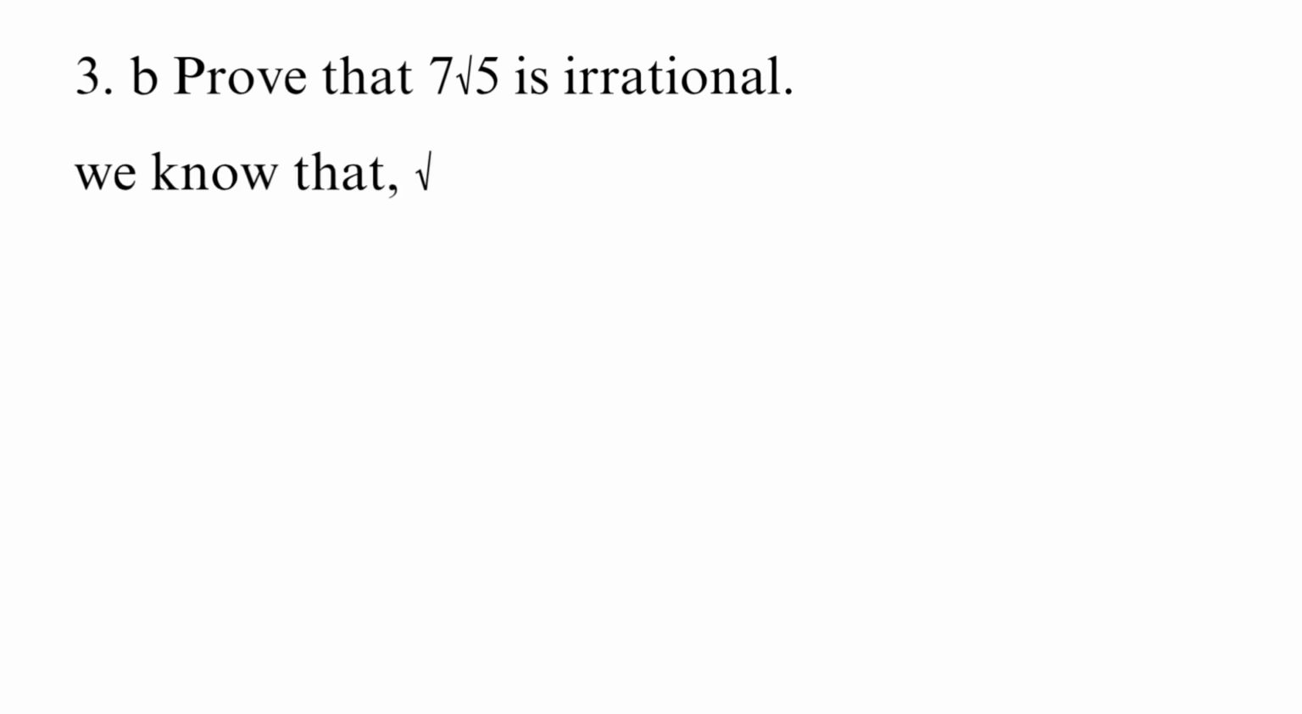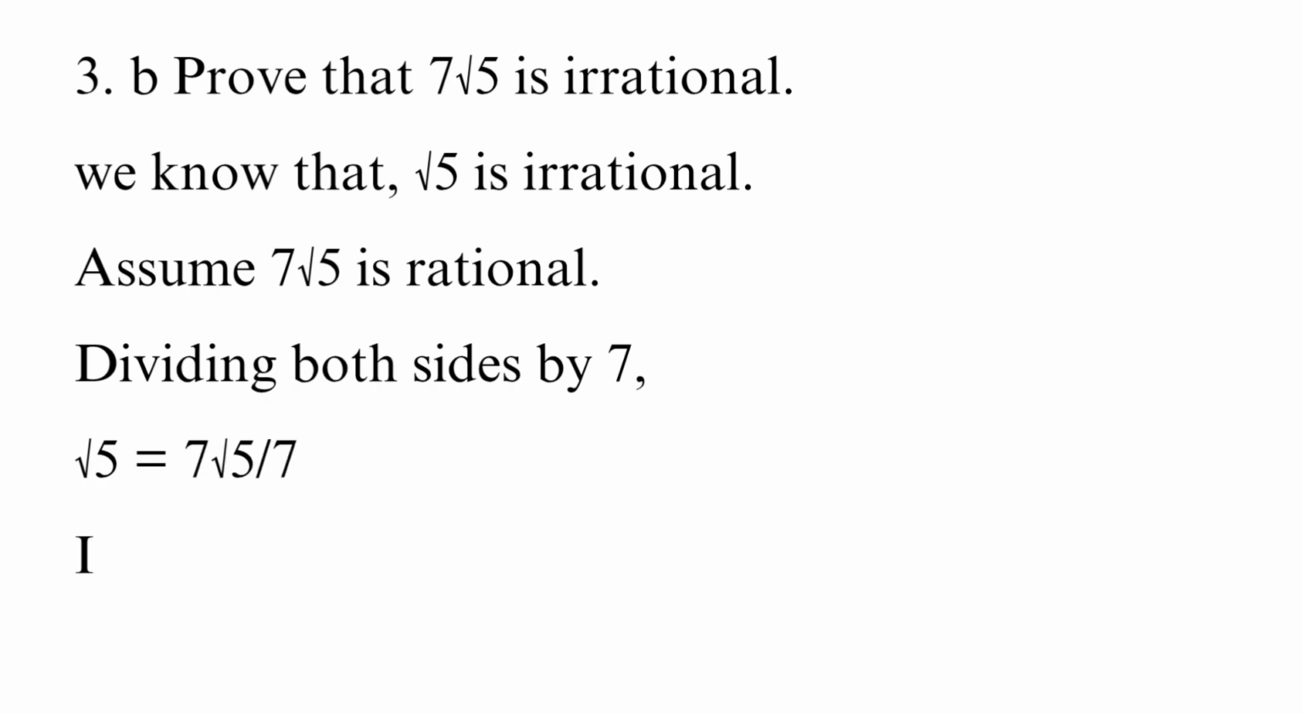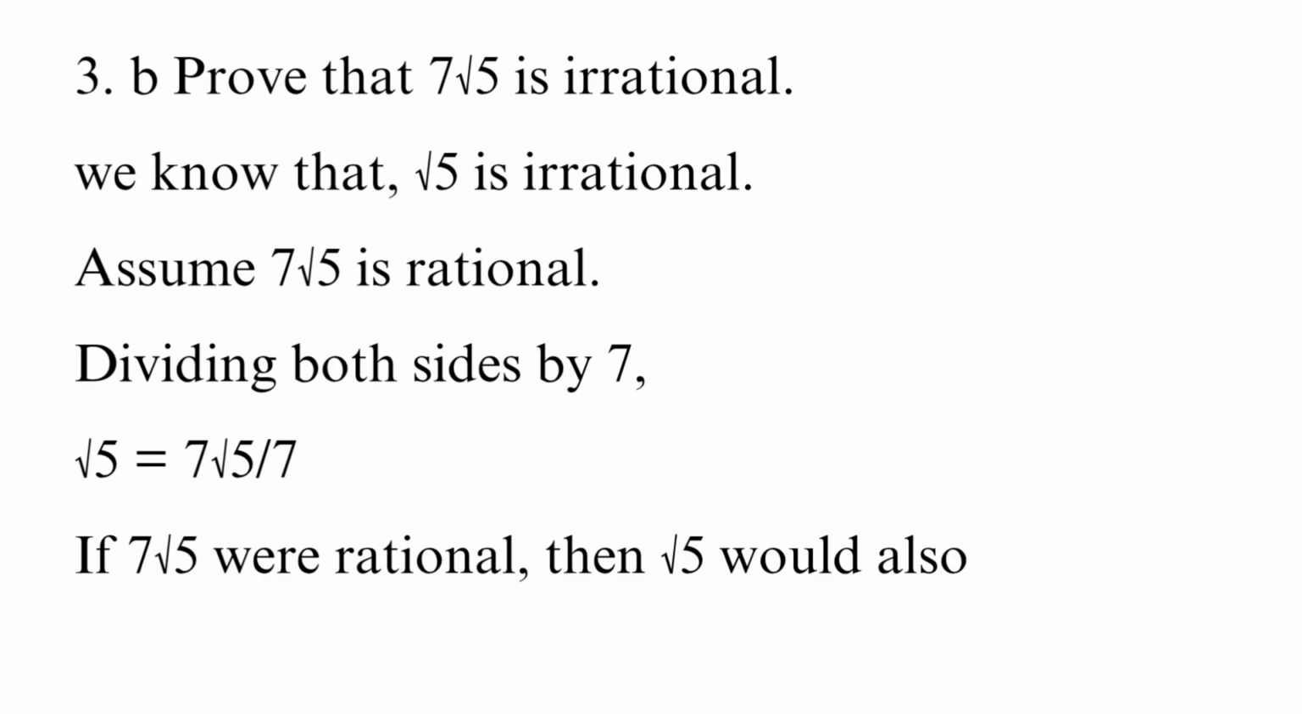Question 3e. Prove that 7 root 5 is irrational. First, we already know one important fact: square root 5 is irrational. That means it cannot be written in the form p/q, where p and q are integers and q is not equal to 0. Now assume the opposite. Assume 7 square root 5 is rational. If 7 square root 5 is rational, then dividing both sides by 7, which is a non-zero rational number, we get square root 5 equals (7 square root 5)/7.